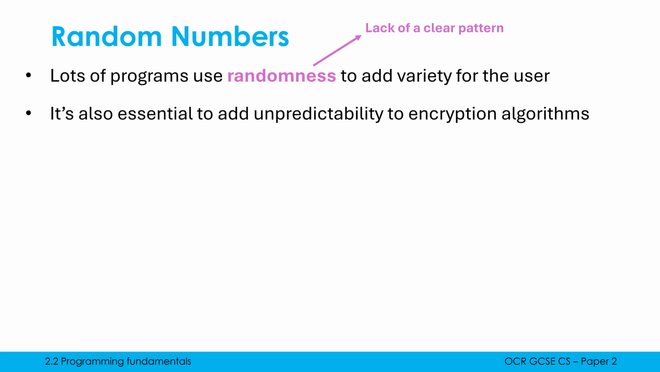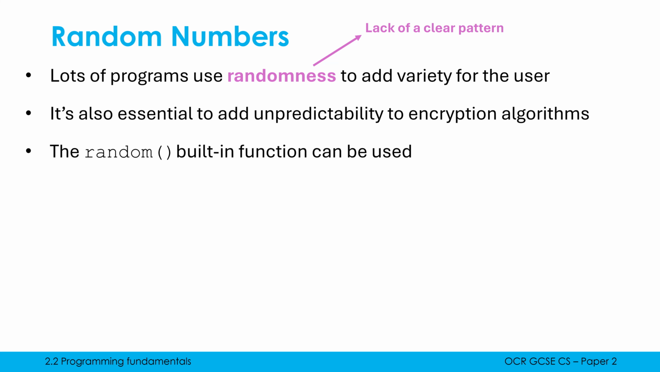And to link this to a paper one topic, we also add randomness to encryption algorithms because we don't want there to be a clear pattern. We don't want there to be a pattern you can work backwards so that you can decrypt the ciphertext without knowing the key. In terms of what you need to know at GCSE in paper 2, you need to be able to use the random function or equivalent in your language to get random numbers.